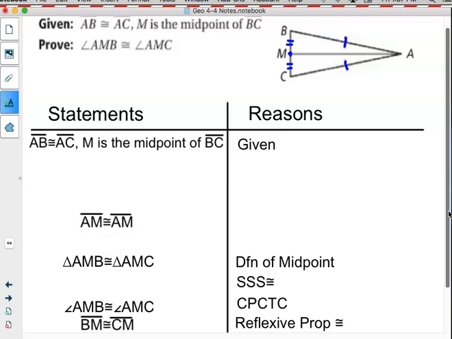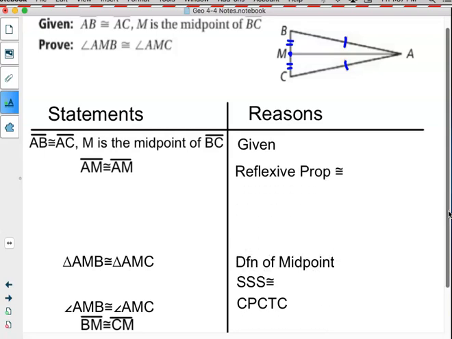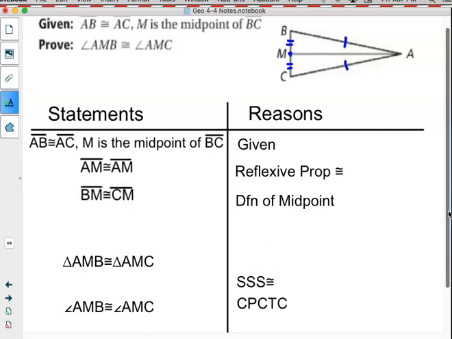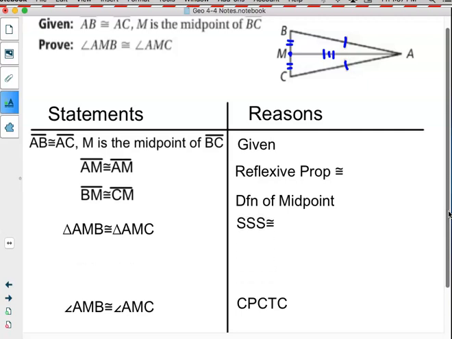Now, I've got my next thing, I've got the reflexive property. AM is congruent to AM, segment AM. My next thing is to use M as the midpoint of BC. M is the midpoint of BC. I know by the definition of midpoint that segment BM is congruent to segment CM. Now I have three sides of one triangle congruent to three sides of another. So I have the two triangles congruent because of side, side, side.